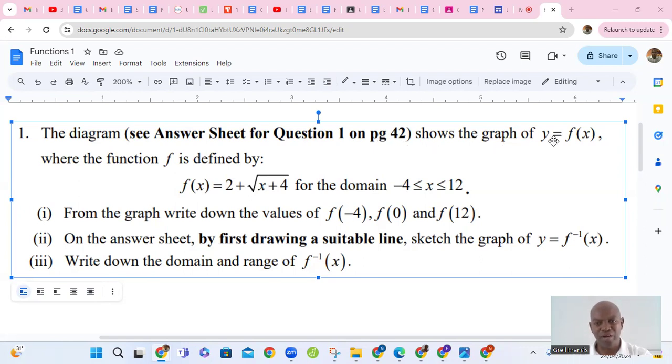Shows the graph of y is equal to f of x, where the function f is defined by f of x is equal to 2 plus the square root of x plus 4 for the domain -4 to 12. X is between -4 and 12. So let's take a look at this graph.